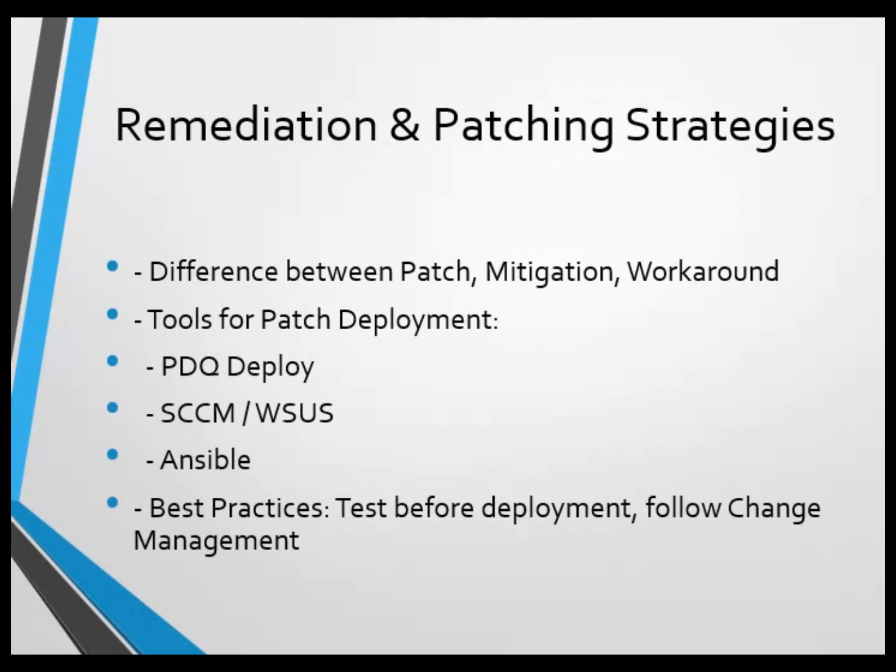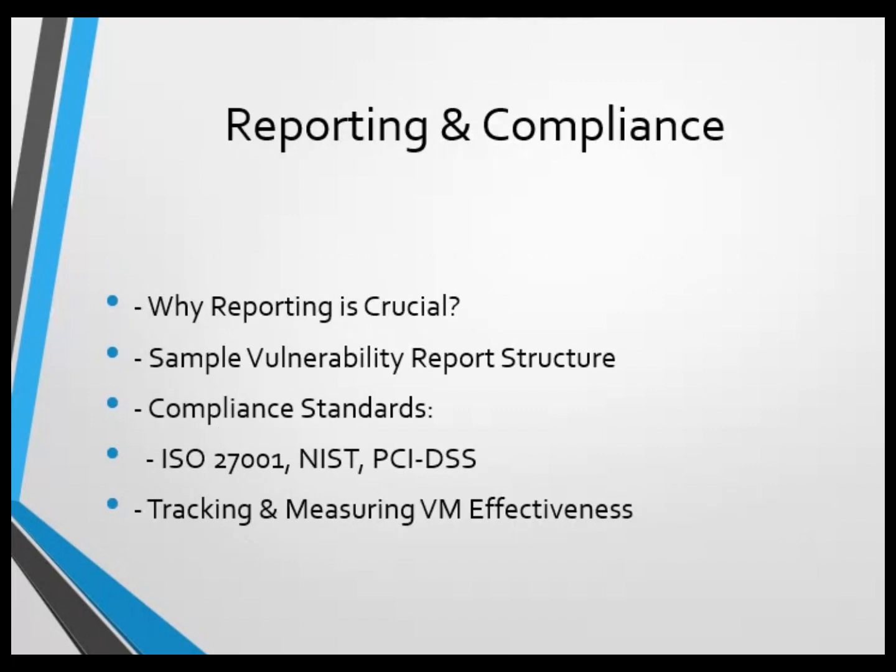Reporting and compliance. Why reporting is crucial, sample vulnerability report structure, compliance standards: ISO 27001, NIST, PCI-DSS. Reporting is a crucial part of vulnerability management. A well-structured report includes details on identified vulnerabilities, risk assessments, and remediation actions taken. An organization must also comply with security frameworks like ISO 27001, NIST, and PCI-DSS. These are frameworks which mandate regular vulnerability assessments and tracking key metrics such as time taken to patch vulnerabilities, and help measure the effectiveness of your program.